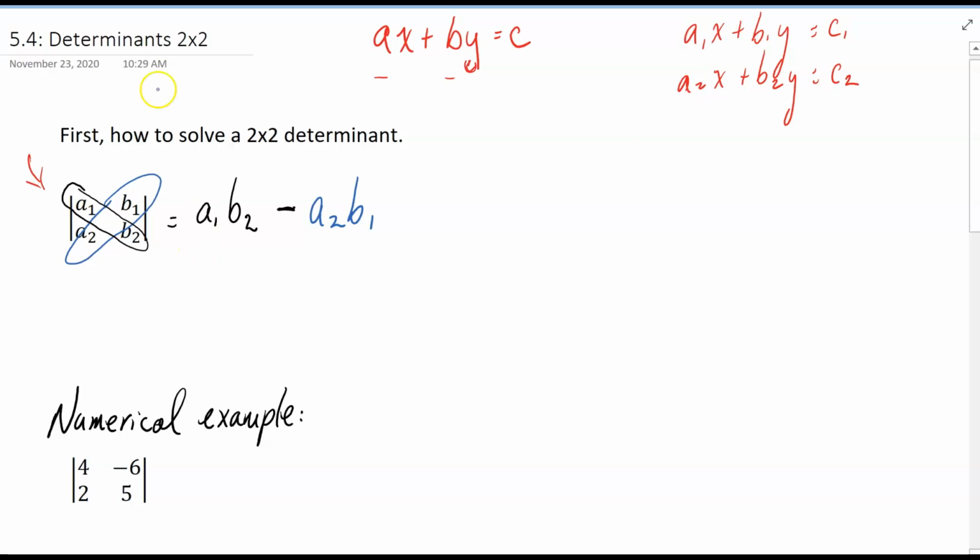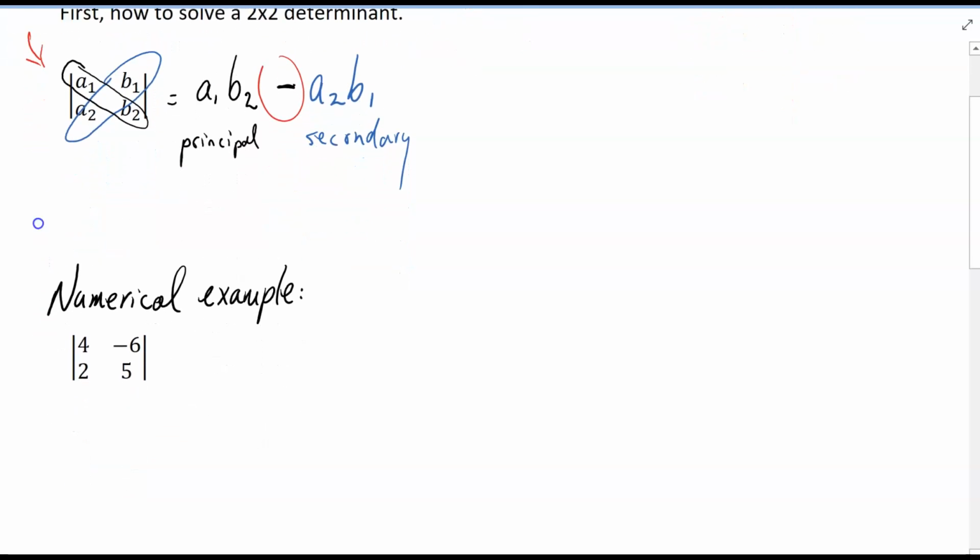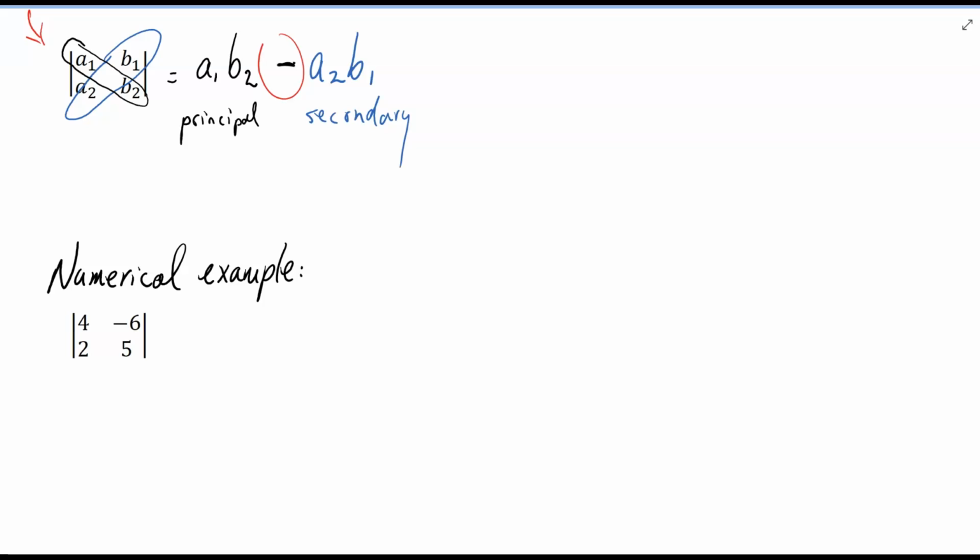And that's how you evaluate a 2 by 2 determinant. The first one that I wrote is referred to as the principal diagonal, and the second one is the secondary diagonal. A big part of this equation is we are subtracting between the two. So let's do a numerical example to take a look at when we have some numbers involved.